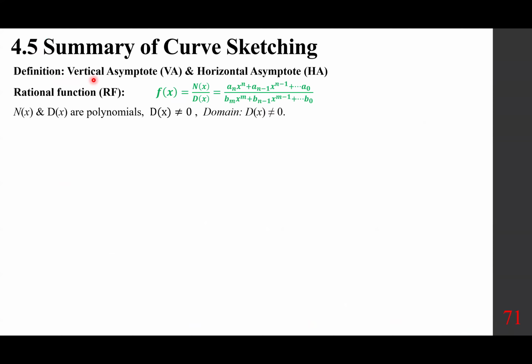Definition: vertical asymptote, short VA, horizontal asymptote, short HA. If you have a rational function f of x in the form of n of x over d of x, where the numerator is a sub n x to the power of n all the way to a sub 0, which means n is the degree of the numerator, and the denominator is b sub m x to the power of m all the way to b sub 0, which means m is the degree, where n and d are both polynomials and d can't be 0, and the domain is all real numbers except what makes d of x 0. This is the definition of a rational function.